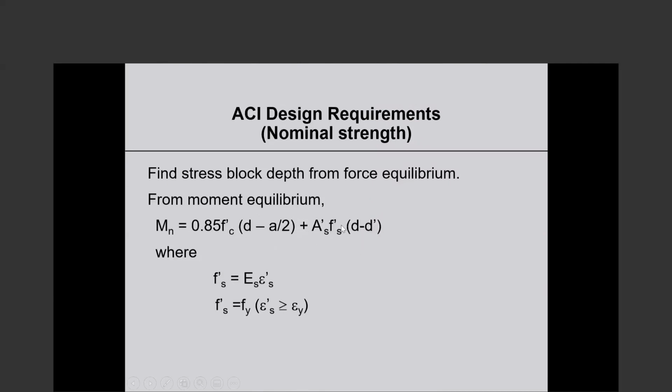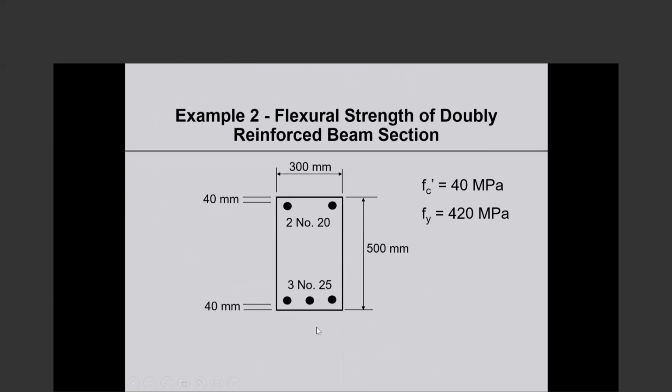Okay. The compression steel stress is the strain in the compression steel multiplied by the modulus of elasticity of the steel. Or if the compression steel strain goes beyond the yield strain, then the compression steel is also yielding, and then the compressive steel stress is equal to the yield strength F sub Y. It is as simple as that.